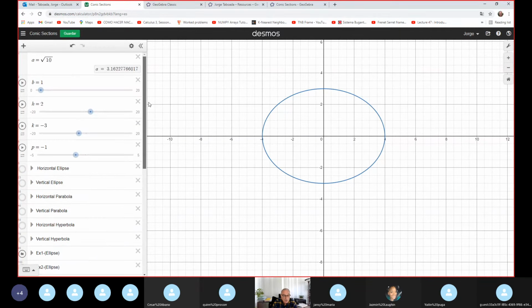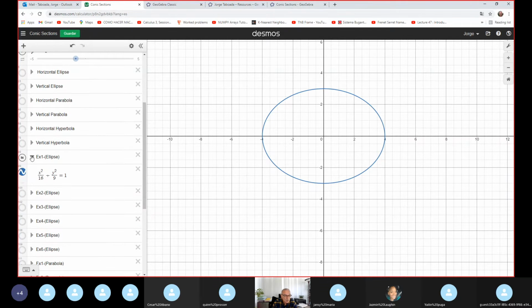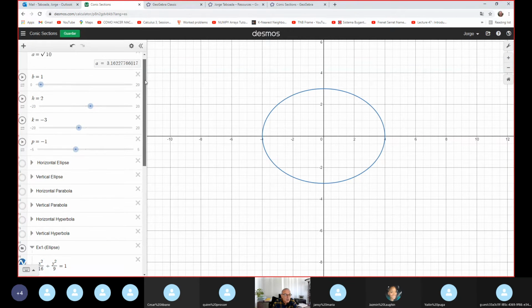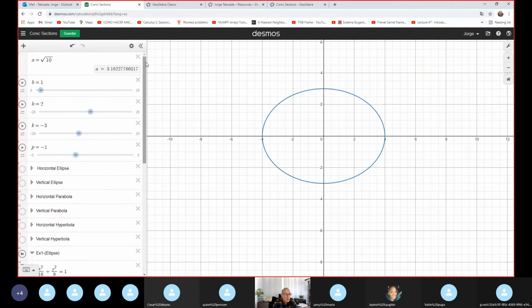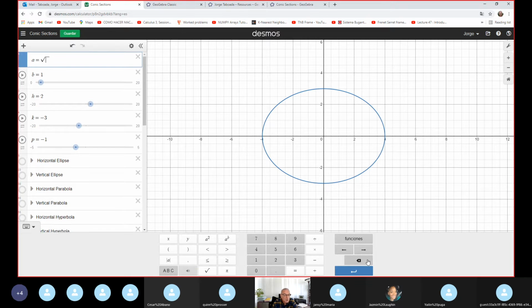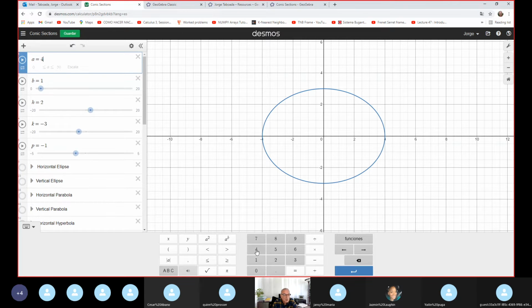Okay, I just copied the equation, no? However, I want to see it in detail. So I categorize it like a horizontal ellipse, right? Wow, what happened with the A? A is equal to 4, no? I don't know why there's no slider here. A is 4. And B is 3.